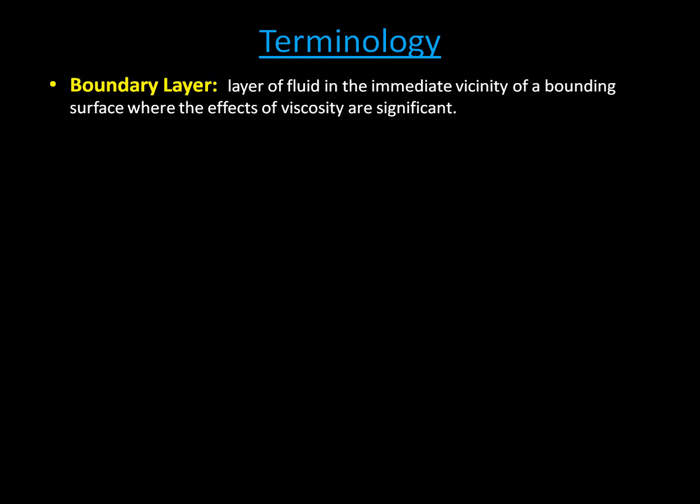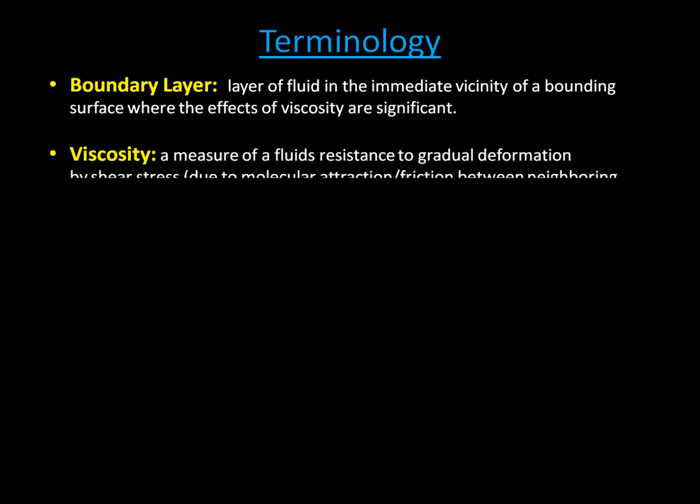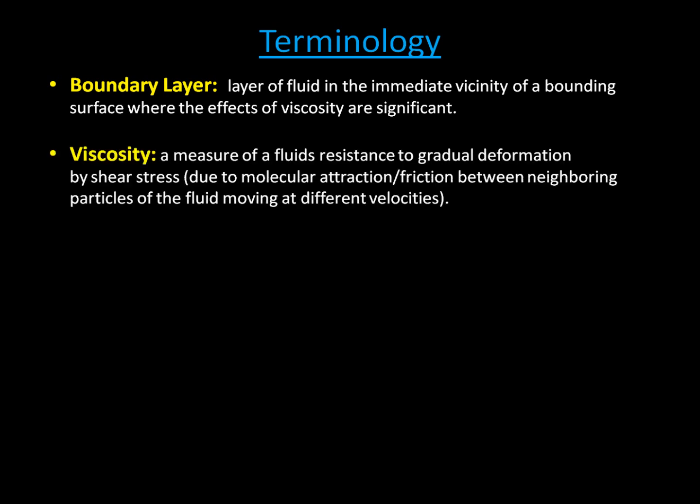The first term I want to discuss is the boundary layer. The boundary layer is a layer of fluid in the immediate vicinity of a boundary surface where the effects of viscosity are significant. And just to refresh your memory, what is viscosity? Viscosity is a measure of a fluid's resistance to the gradual deformation by shear stress, as opposed to normal stress, due to molecular attraction or friction between neighboring particles of the fluid moving at different velocities. So think of it as a resistance to flow. Something like molasses has a higher viscosity than water, which has a higher viscosity than air.